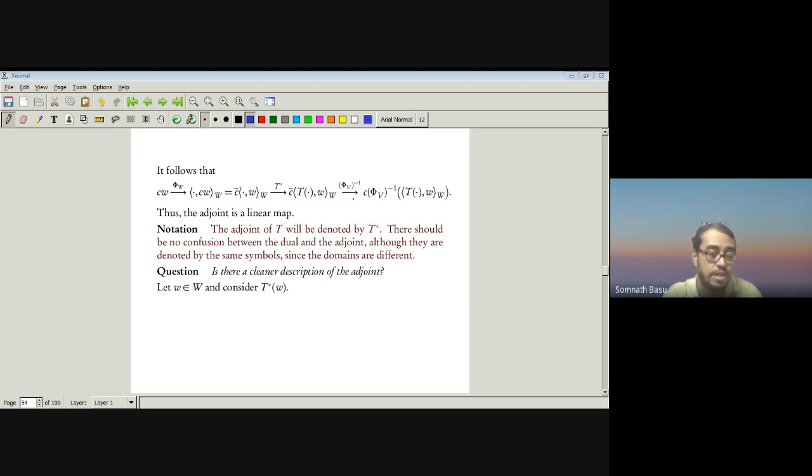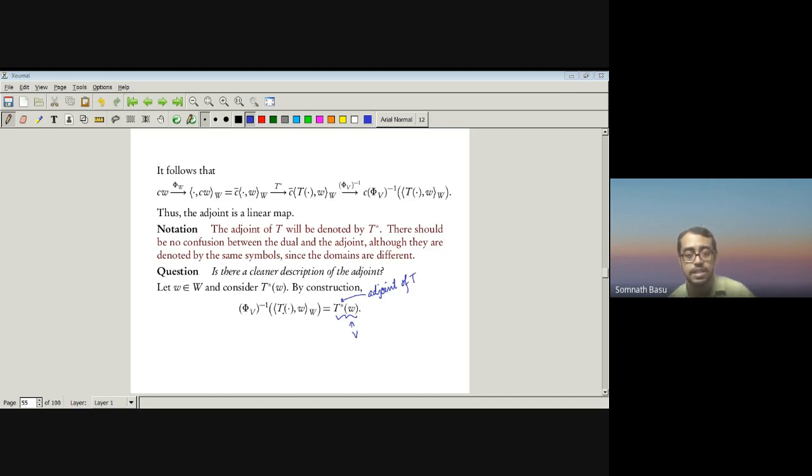Let's take little w in W and consider T star of w. So this T star, remember, is my adjoint, because the domain of this T star is W and not W star. So by construction, this is exactly what the adjoint was, right? So T star of w was T dash. T star of w is what? It's an element of V, right? So this, remember, is an element of V. And this is the adjoint. And this is also an element of V.